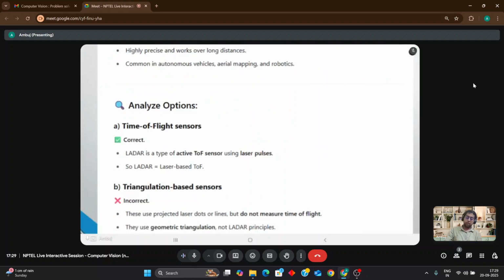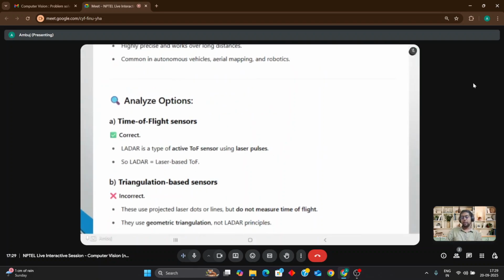Then option A is ToF sensing. Yes, it is correct. LiDAR is an active type of ToF sensor using laser pulses. So LiDAR is laser-based ToF sensing. Option B is triangulation-based sensing. No, it is incorrect. It uses projected laser dots or lines that do not measure ToF, but use geometric triangulation, so it does not make sense as LiDAR.